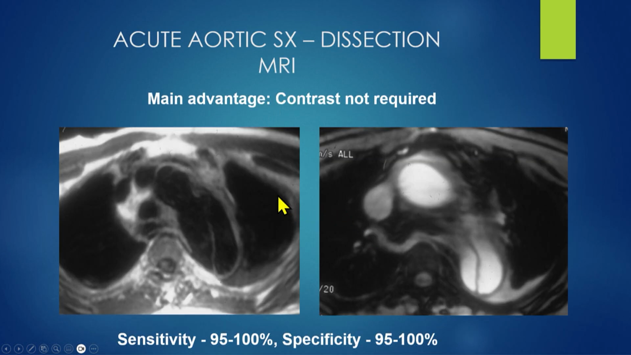With MRI, the main advantage is that contrast is not required. So if you can't do CT because of allergies or whatever, it's a pretty darn good technique. Of course, you've got to get them to the scanner. It has some disadvantages, but the imaging is actually quite robust. So we do that on occasion as well, but only small occasion.